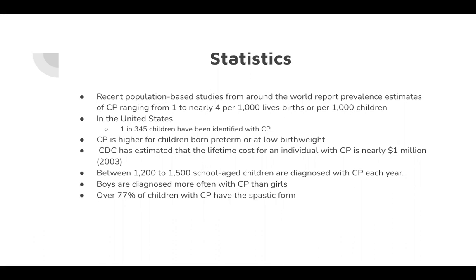The CDC has estimated that the lifetime costs for an individual with CP is nearly 1 million dollars in 2003. Between 1,200 and 1,500 school-age children are diagnosed with CP each year. Boys are diagnosed more often with CP than girls. Over 77% of children with CP have the spastic form.